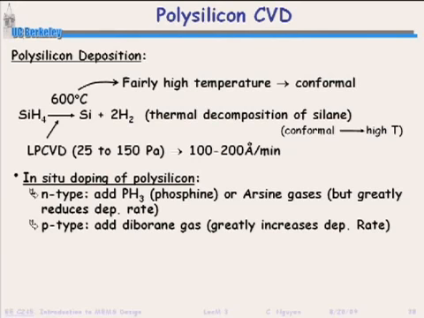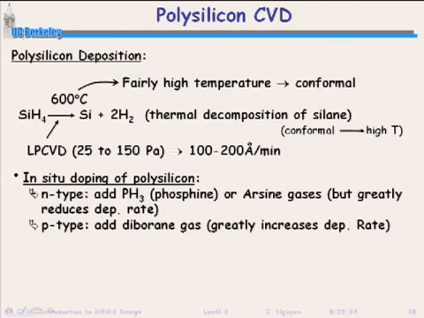And the hydrogen is swept away through the pump system here. This is a 600 degrees C temperature. 600 degrees is high enough to get a conformal deposition. That's a high enough temperature that the adatoms can really move around. And polysilicon is one of those depositions where if you have an underside to something, you can coat the underside with a polysilicon deposition. Okay, you can deposit polysilicon either undoped or you can do it in situ doped.